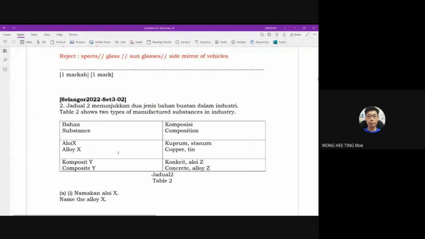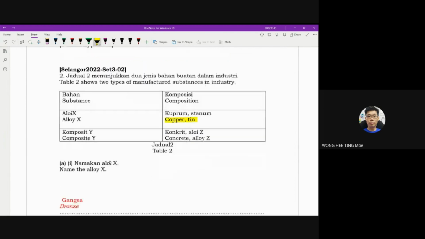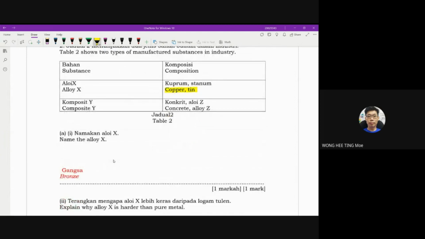Okay, now we look into Selangor set 3, course 02, the second question. The table shows two types of manufactured substances in industry: alloy X, copper and tin, composite material Y, concrete, and alloy Z. Name alloy X. Copper and tin, class, what is this alloy? Once you see this, it is a very popular one. Copper and tin, so this is bronze. Okay, bronze. Now explain why alloy X is harder than its pure metal. Roughly 2 marks.